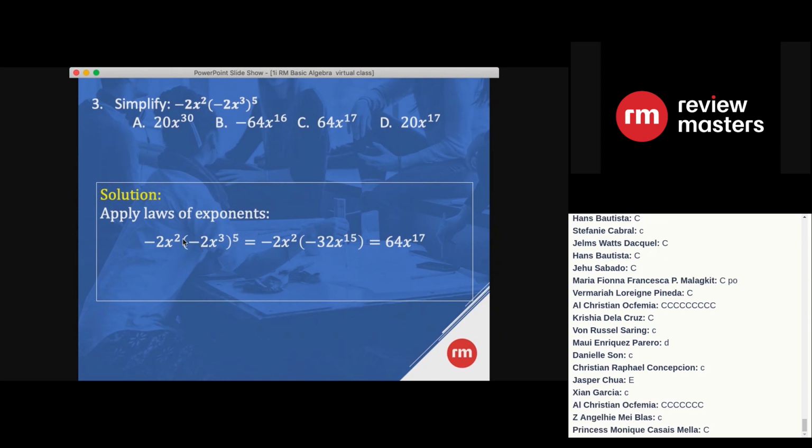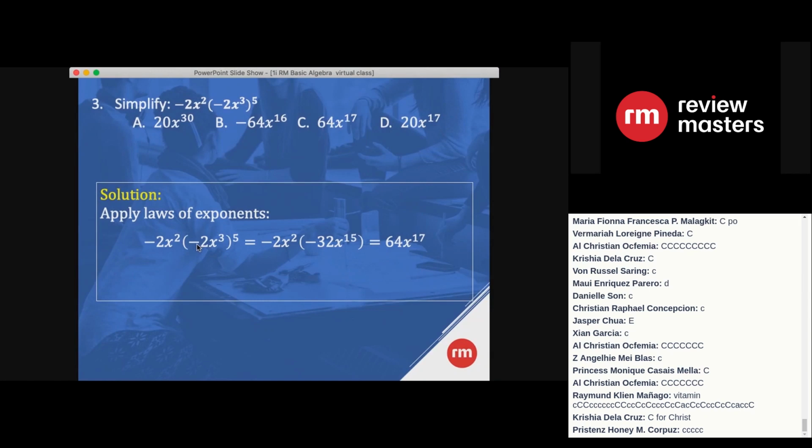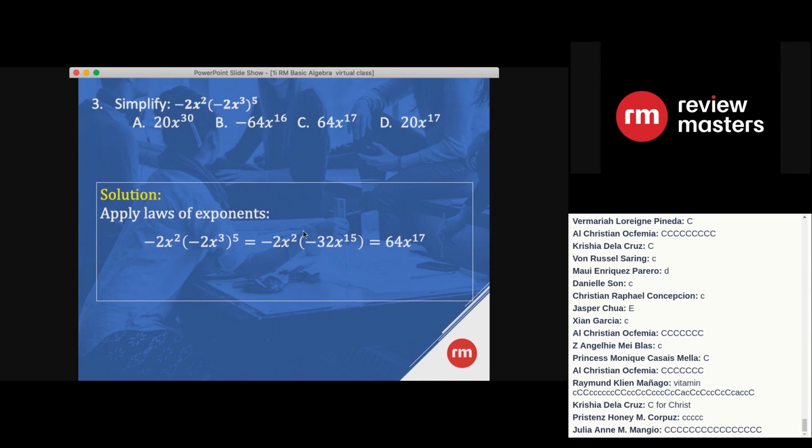Okay, so here, we need to settle this first. So you have negative 2x squared there. Negative 2 to the fifth is negative 32. Okay? X cubed to the fifth, you multiply these two. So that would be x to the 15. Okay. And then what do we do now? We multiply these two. Negative 2 times negative 32 is 64. That's negative times negative. And then x squared times x to the 15, since they have the same base, you simply add the exponents. So that will become 64x to the 17. So very good. Many answered correctly. That is choice letter C.